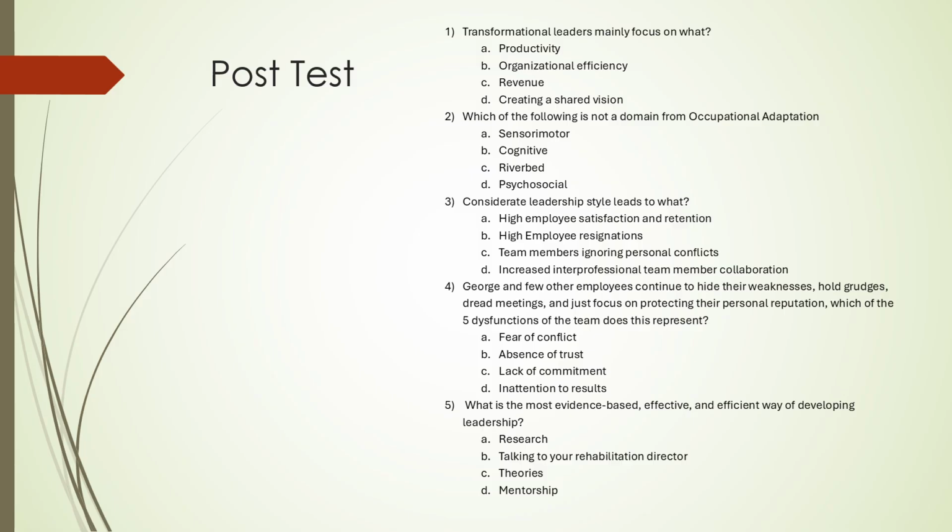Number technically 8. Considerate leadership style leads to what? High employee satisfaction and retention, high employee resignations, team members ignoring personal conflicts, or D, increased interprofessional team member collaboration. Question number 9. George and a few other employees continue to hide their weaknesses, hold grudges, dread meetings, and just focus on protecting their personal reputation. Which of the 5 dysfunctions of a team does this represent? Fear of conflict, absence of trust, lack of commitment, or inattention to results?